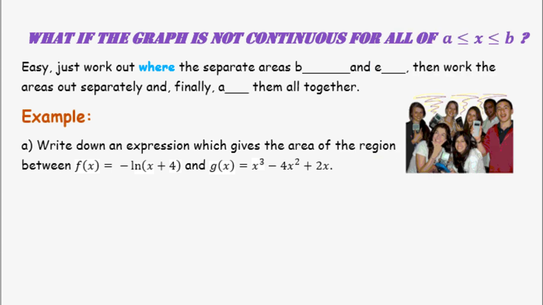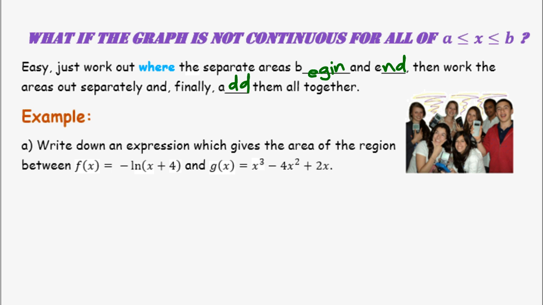What if the graph is not continuous for all of A and B? I said plus C, you told me yes, but it's wrong. Oh, okay, so easy. Just work out this, and you might not realise what I mean here. Easy, just work out where the separate areas begin and end. You didn't even let us guess. Yeah, it's a bit of a weird one. So work out where they begin and end. Like basically, where do they cross over and where do they intersect each other? Work out the areas separately, and finally add them together. Yeah, that's right. It's so beautiful being able to actually graph on a calculator. Add them together. No, it's always a struggle.